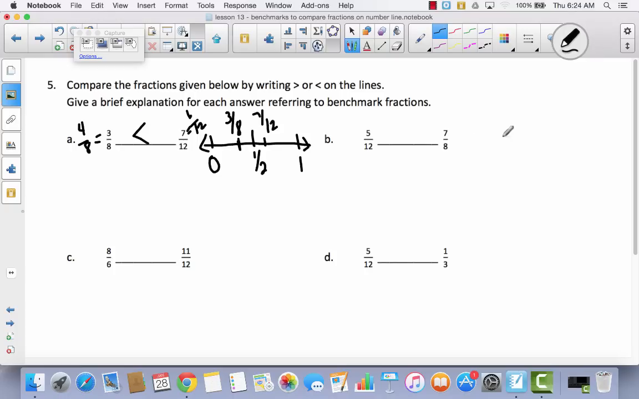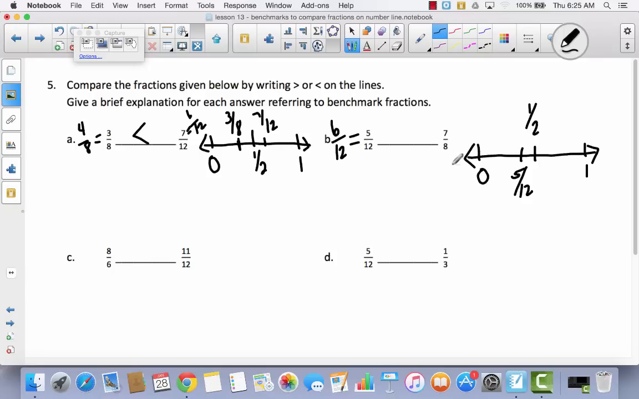All right, so let's take a look at B. Again, the first thing I'm going to think to myself is are either of these fractions greater than 1? And because 5 is less than 12, I know this is less than 1 whole. And because 7 is less than 8, I know that that is less than 1 whole. So when I draw my number line, I only have to go from 0 to 1 because both of these are less than 1. So when I plot 5/12, I'm going to compare this to 1/2. How many 12s does it take to make half? Well, half of 12 is 6. So 6/12 would be half. Well, I only have 5. So that tells me that 5/12 is less than 1/2.